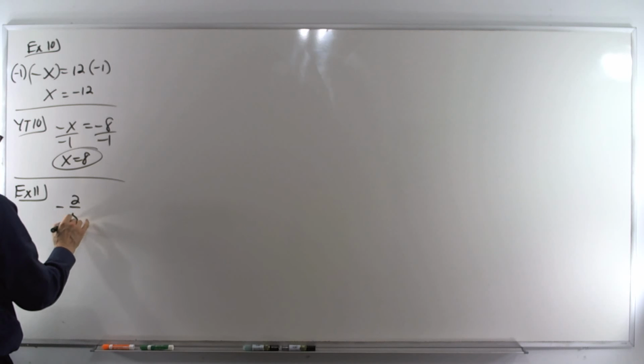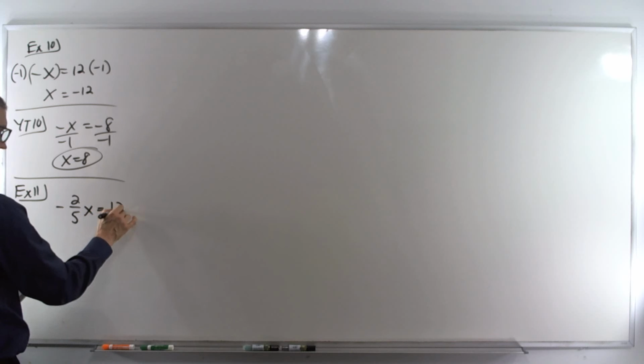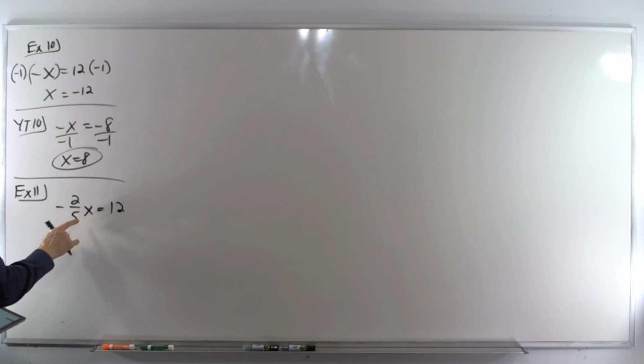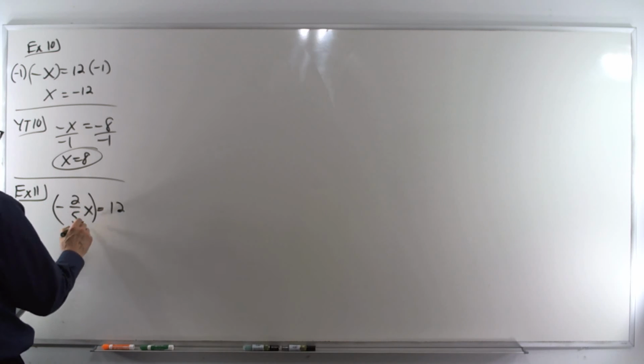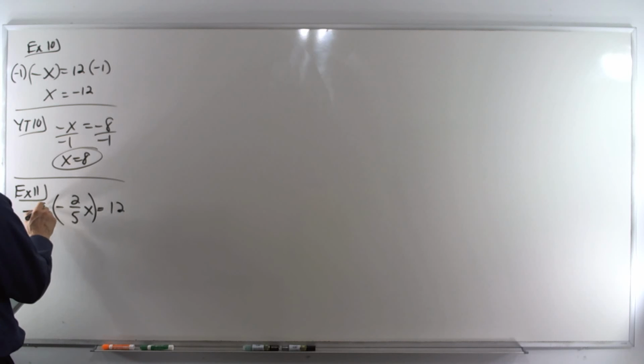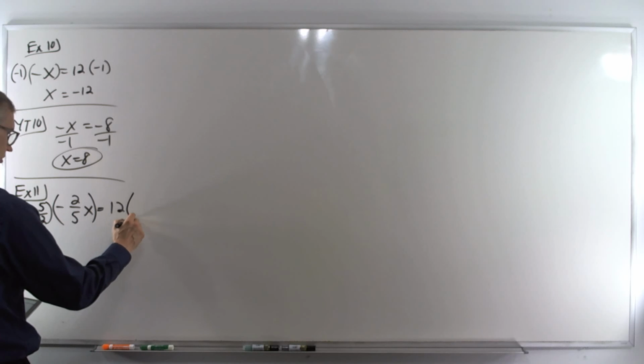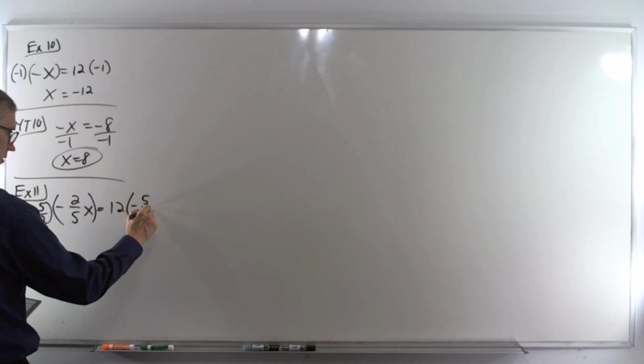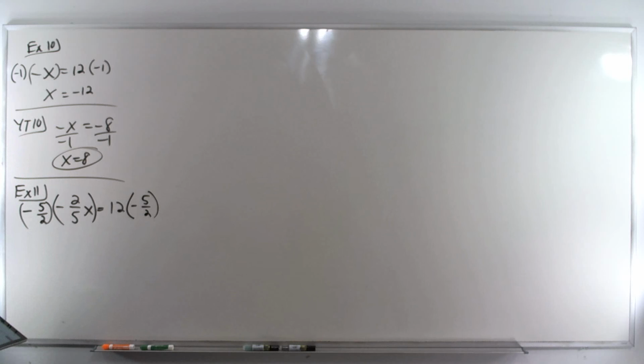And for the next one, we're going to combine those last two topics together. Now we've got a negative fraction on the variable, so a negative fractional coefficient. So in order to get rid of that, we're going to multiply both sides by the reciprocal, keeping in mind that the reciprocal keeps the sign of the original fraction. So if we have a negative fraction to start with, the reciprocal will also be negative.